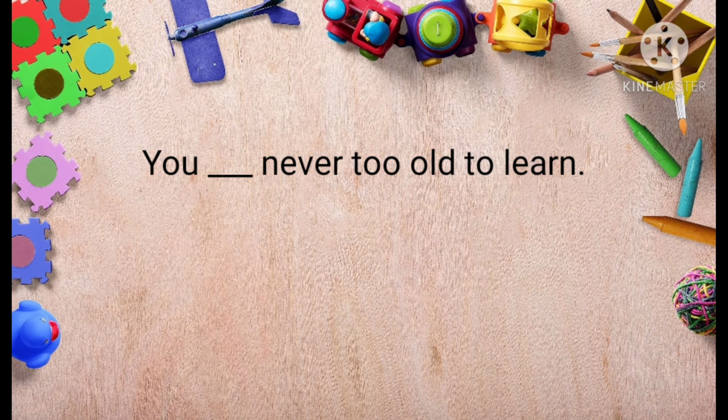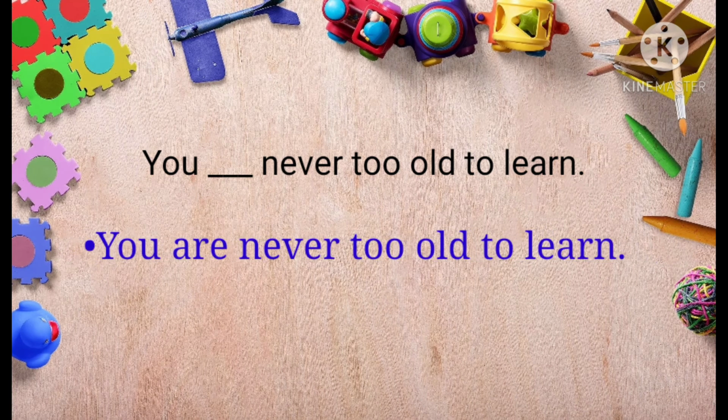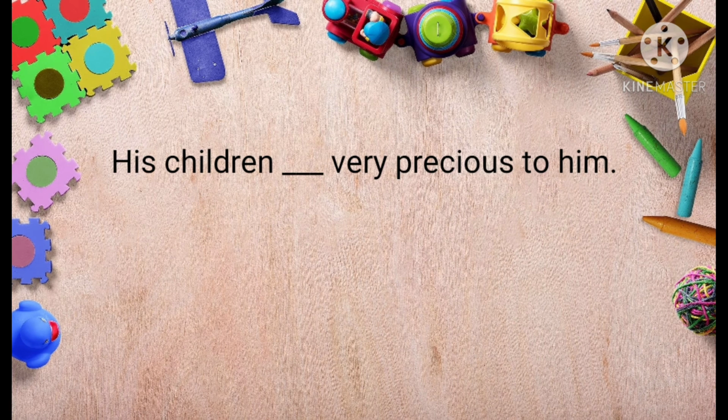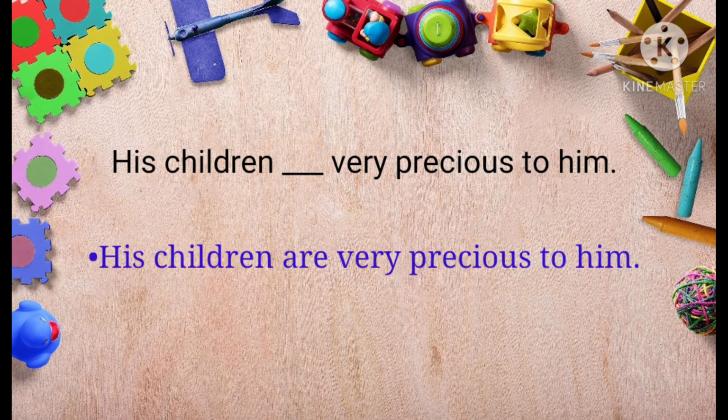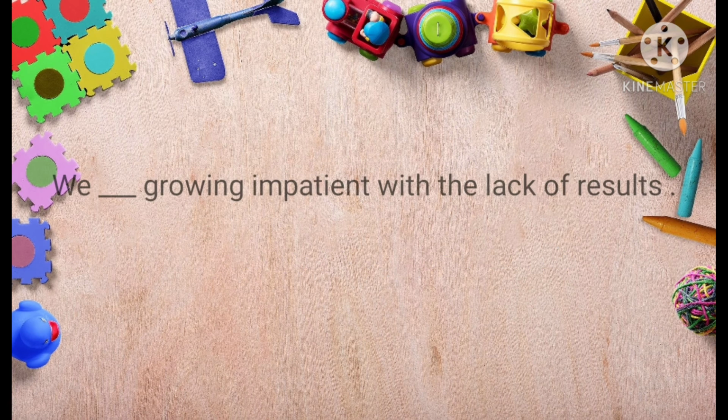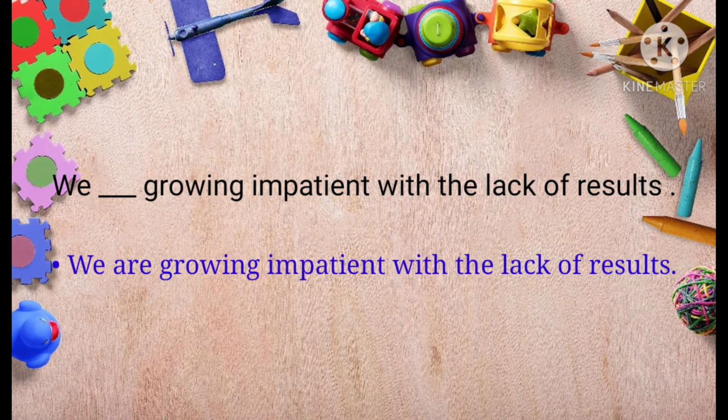You blank never too old to learn. If your answer is R, you are correct. You are never too old to learn. Next: his children blank very precious to him. If your answer is R, you're correct again. His children are very precious to him. We blank growing impatient with the lack of results. The answer is R. We are growing impatient with the lack of results.